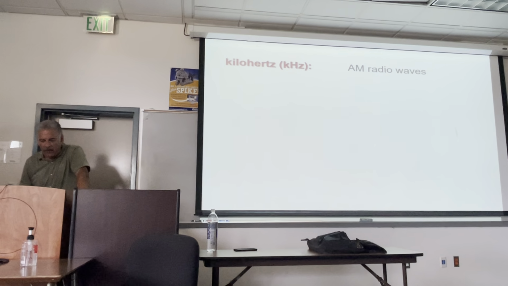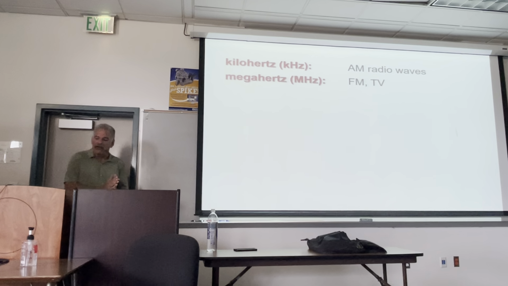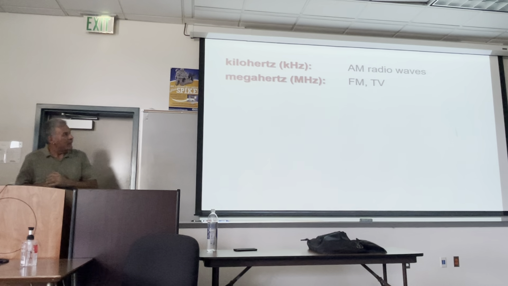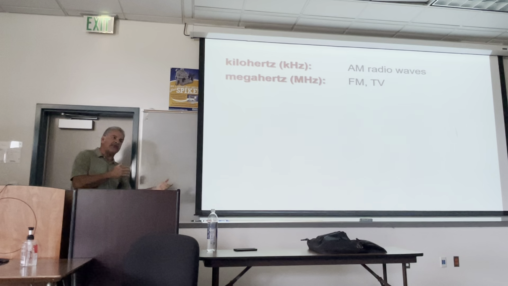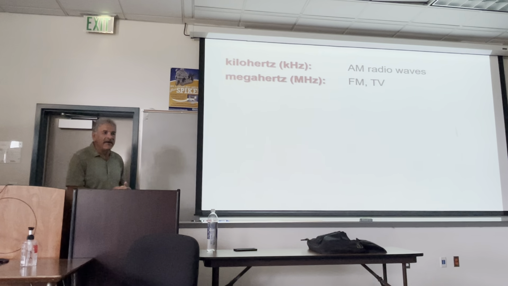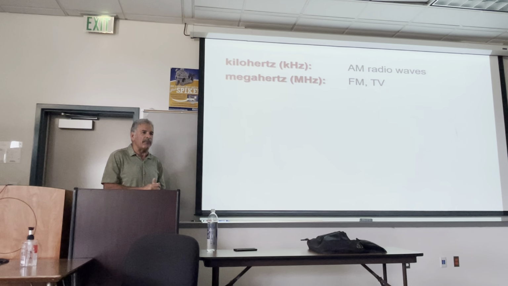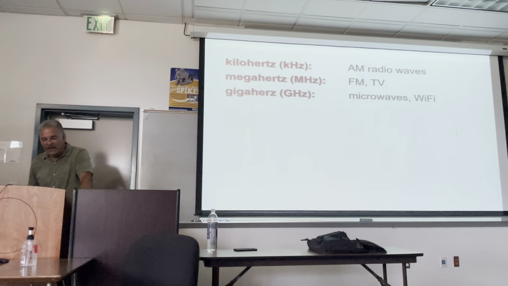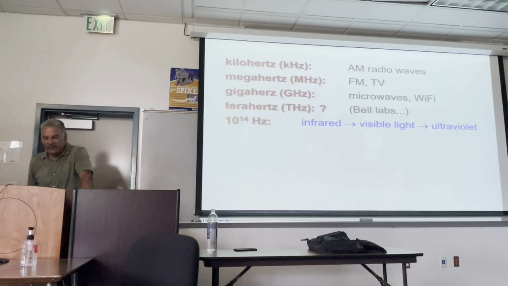Okay. What else? So kilohertz, AM radio waves. In the old days, we'd have AM radio in our car, and it was at a certain kilohertz, right? 10 to the third hertz, so 1,000 cycles per second. Megahertz, 10 to the sixth. That's 1,000,000 cycles per second. Gigahertz, now we're talking 10 to the ninth. Terahertz, that's 10 to the 12th, 10 to the 14th, here we are.